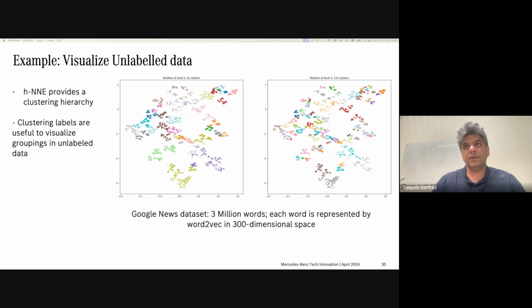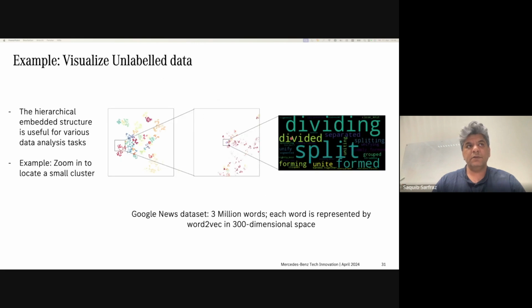And this is useful when we are sifting through data or when we are trying to understand different properties of our data. So for instance, because we have this hierarchical embedded structure, we can zoom into any cluster and locate it and zoom into it, and then at the level below we can see further clustering.